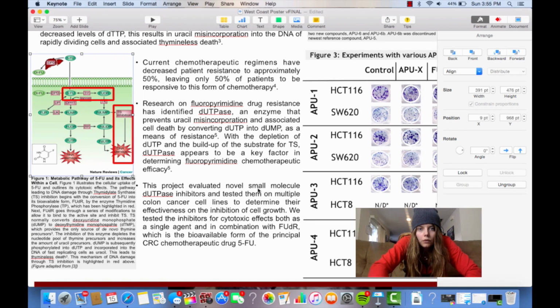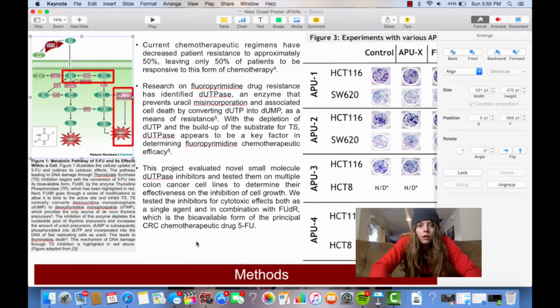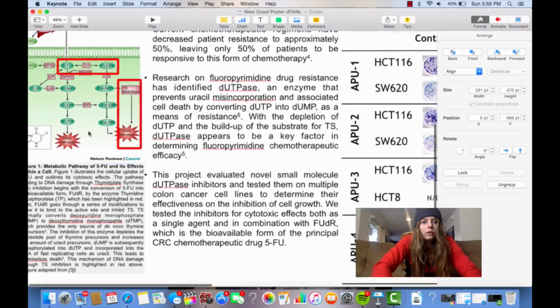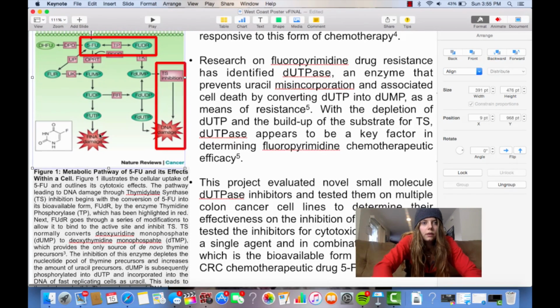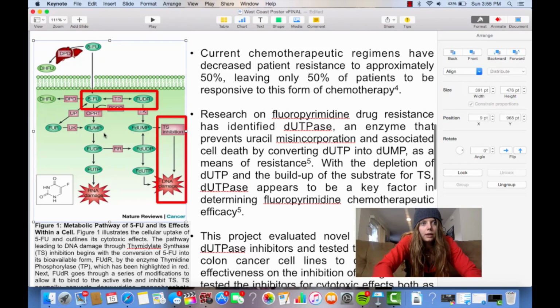The project evaluated a novel small molecule dUTPase inhibitor and tested them on multiple colon cancer cell lines to determine their effectiveness on the inhibition of cell growth. We tested the inhibitors for cytotoxic effects, both as a single agent and in combination with FUDR, which is the bioavailable form of the principal CRC colorectal cancer chemotherapeutic drug 5-FU. 5-FU, 5-fluorouracil, is the name of the inhibitor of the thymidylate synthase again. So let's go ahead and zoom in here just so we can see what happens whenever we use that medication.